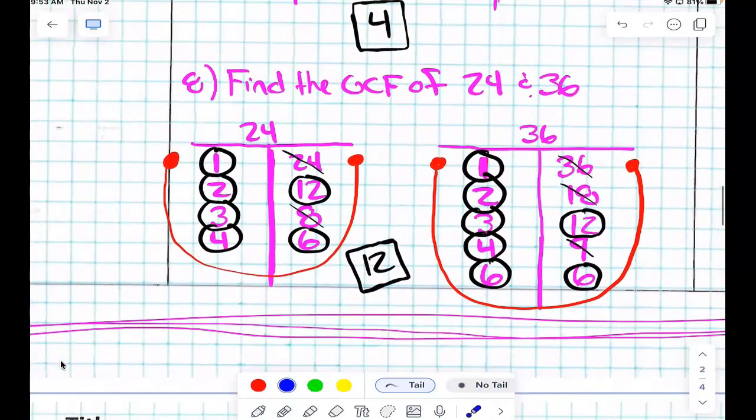How do we feel about this? Good. There's another example of how we did it. The greatest number we have circled is 12. We cool?